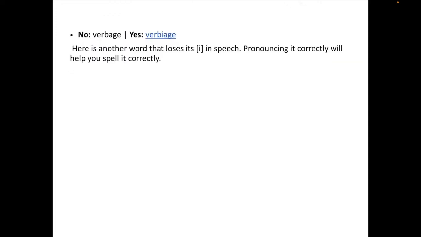The next letter is V. It's not "verbage," it's "verbiage." Here's another word that loses its I in speech. Pronouncing it correctly will help you spell it correctly.